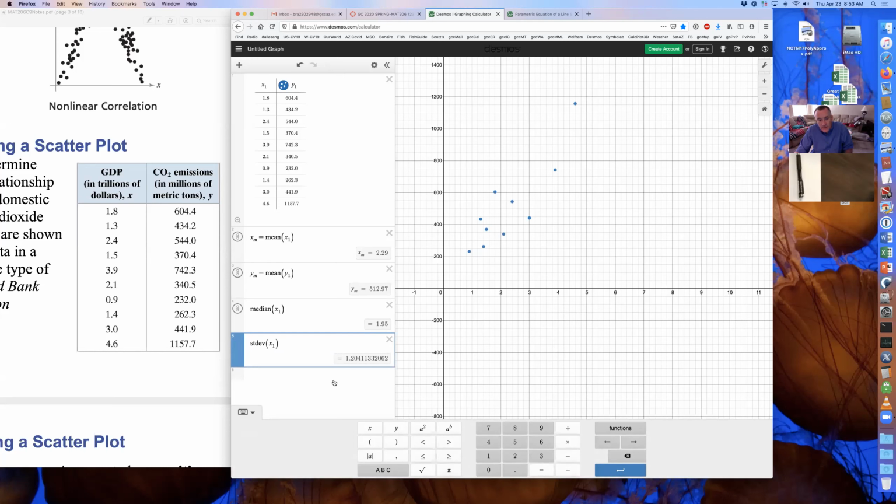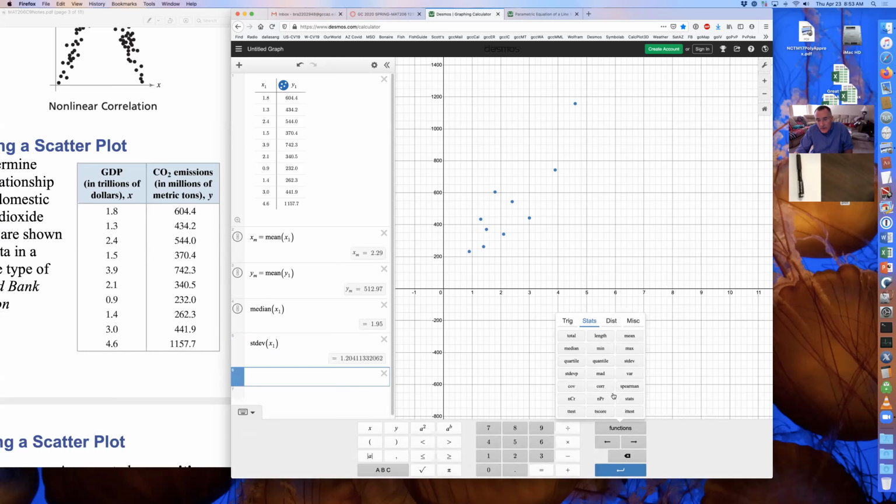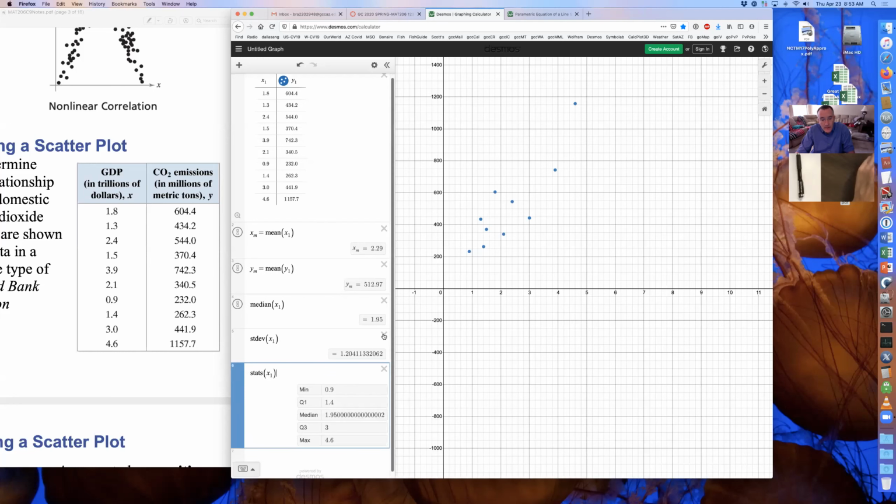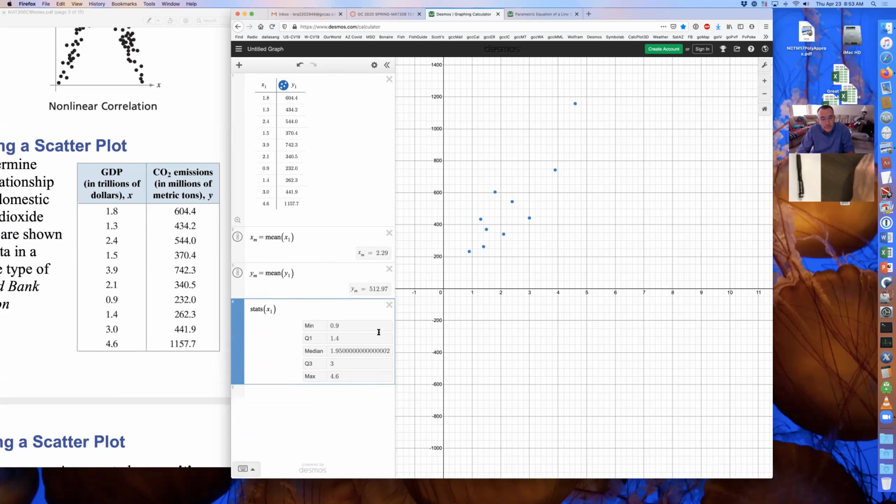There's also a function down here that's kind of cool. It's called stats. And if we find the stats of the x1, let me close this up and get rid of these so there's a little room. Then it just finds all of our 5-number summaries: the first quartile, the median, the third quartile, the max. And this should be pretty familiar. We did all this back in chapter 3.